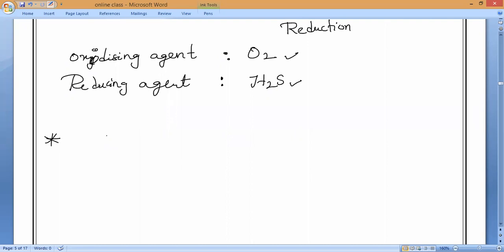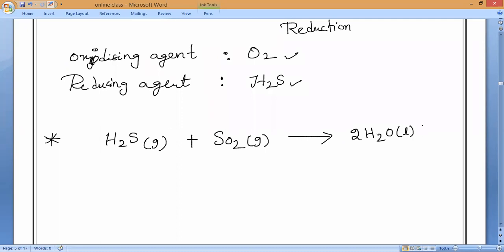Now next example, hydrogen sulfide, the dihydrogen sulfide, again the same thing, will react with sulfur dioxide gas. Now what are the products that will come? Anybody? What are the products that will come? Sulfur dioxide gas. Again, what should we get? We are going to get H2O, water, and sulfur. That is what we are going to get.